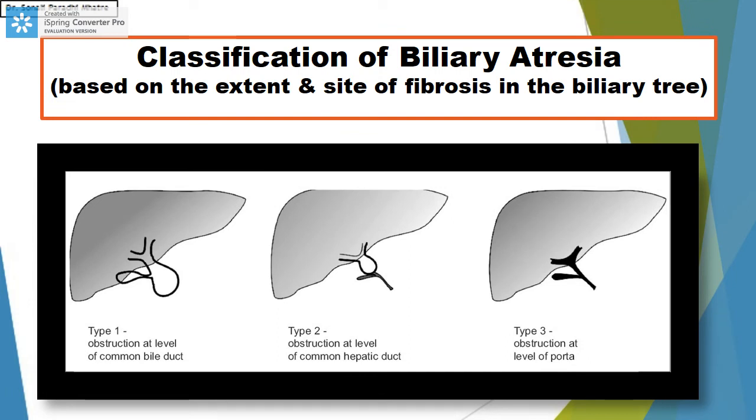So this is the classification of biliary atresia, which is based on the extent and site of fibrosis in the biliary tree. In type 1, there is obstruction at the level of the common bile duct. The cystic duct will be joining the common hepatic duct normally, and then there is an obstruction further down. In type 2, there is obstruction at the level of the common hepatic duct itself, that is, the cystic duct does not join at all. And type 3, which is the most dangerous one, there is obstruction at the level of the porta itself, and all the ducts and other structures are not useful at all. This is the worst prognosis.